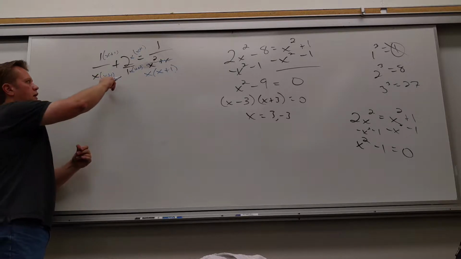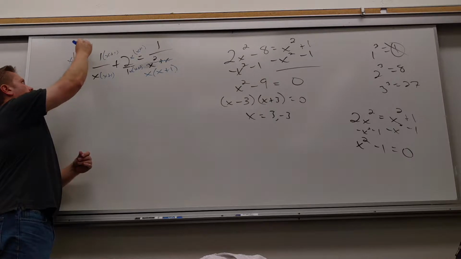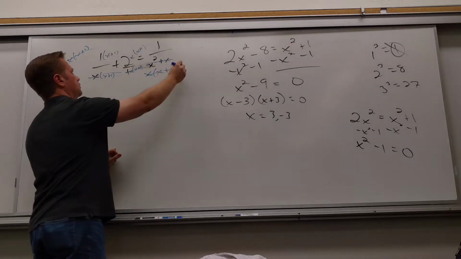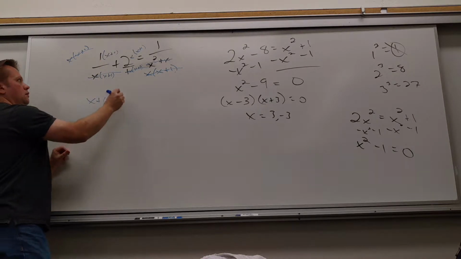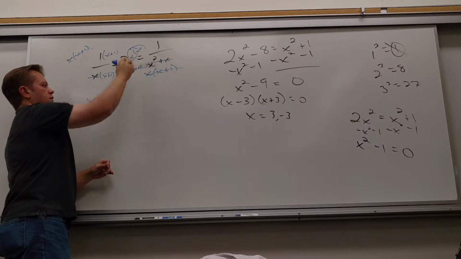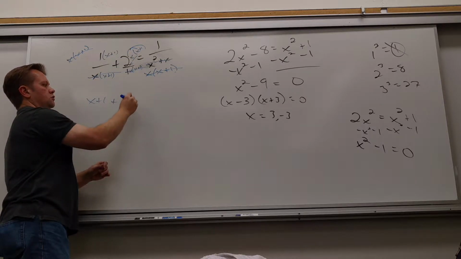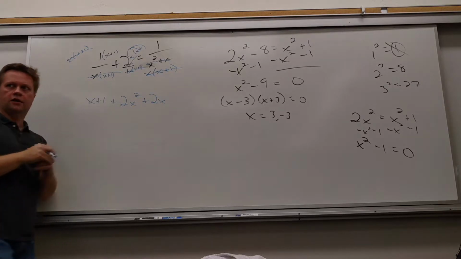So now you look, you say, okay, everybody's got the exact same bottom, so I can multiply by it and cancel it out. So now what am I left with? X plus 1. Plus 2x times, you distribute, right? So 2x times x? 2x squared. 2x times 1? 2x. Let me stop there for a second.